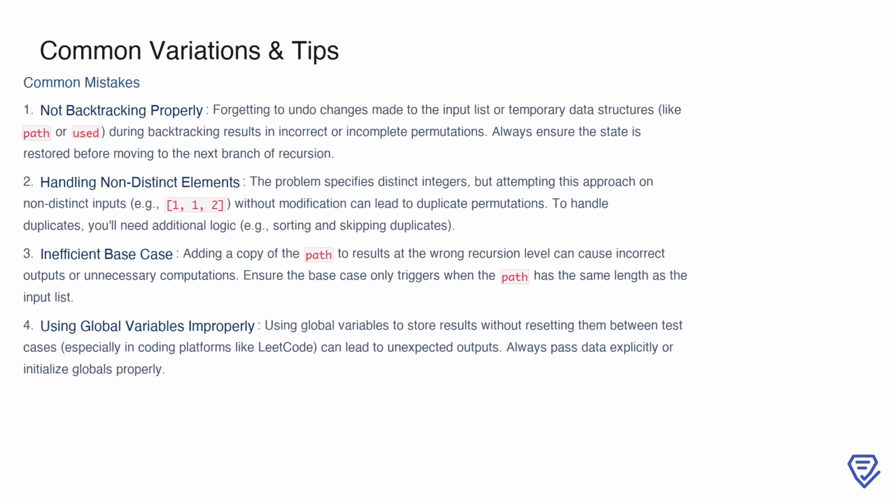The base case is another area where mistakes happen. If you add the current path to the results at the wrong recursion level, it can lead to incorrect outputs or unnecessary computations. Make sure you only add to the results when the path length matches the input list. Lastly, improper use of global variables can cause trouble, especially when running multiple test cases on platforms like LeetCode. To avoid unexpected behavior, always initialize or reset global variables properly, or better yet, pass data explicitly as function parameters.